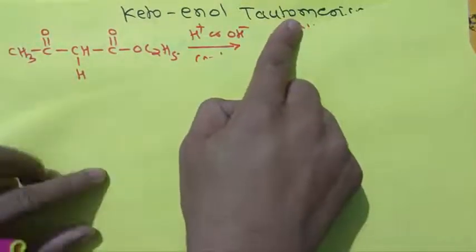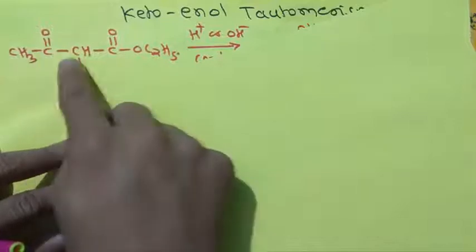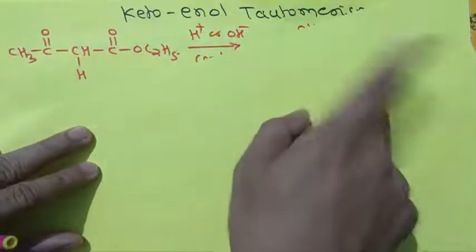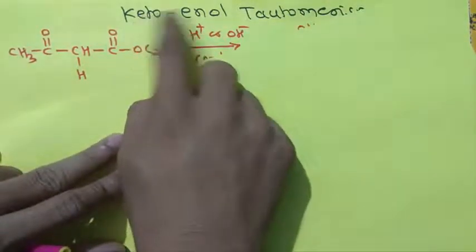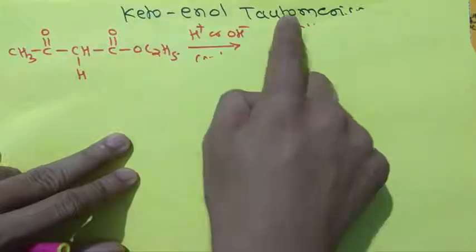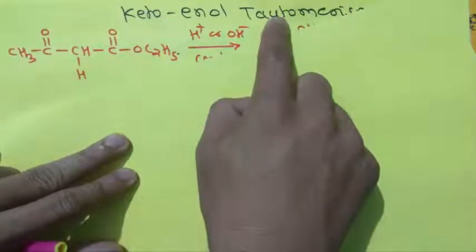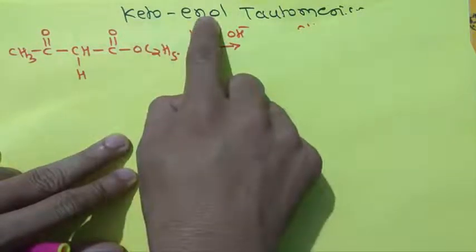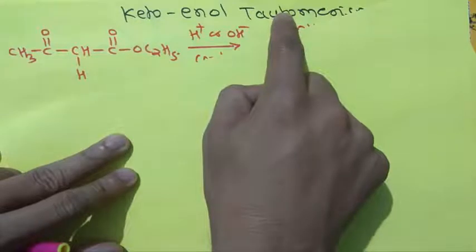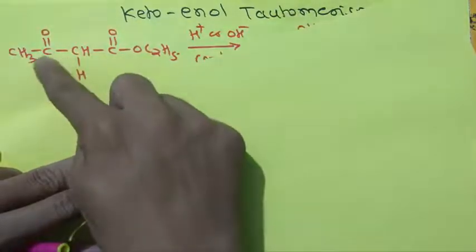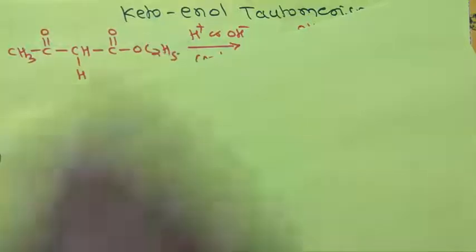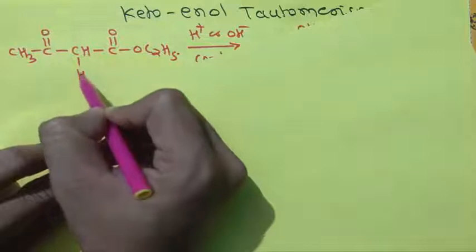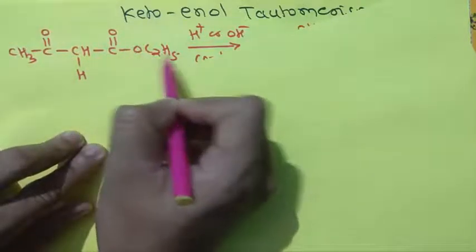In keto-enol tautomerism, we can take the example of ethyl acetate and see how the keto-enol tautomerism takes place. We know that keto-enol tautomerism is a structural isomerism in which the keto group is present and the enol group is also present. That's why it is called keto-enol tautomerism. This is the structure of ethyl acetate: CH3, C double bond O, CH, hydrogen, C double bond O, OC2H5.